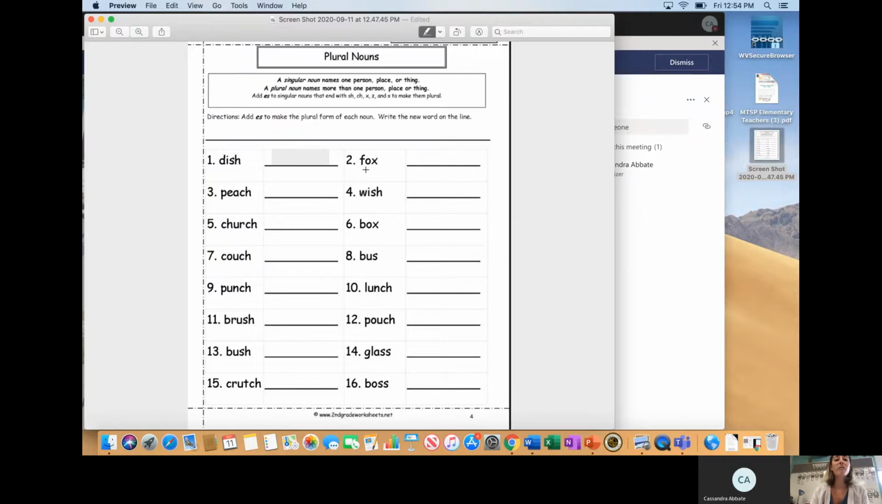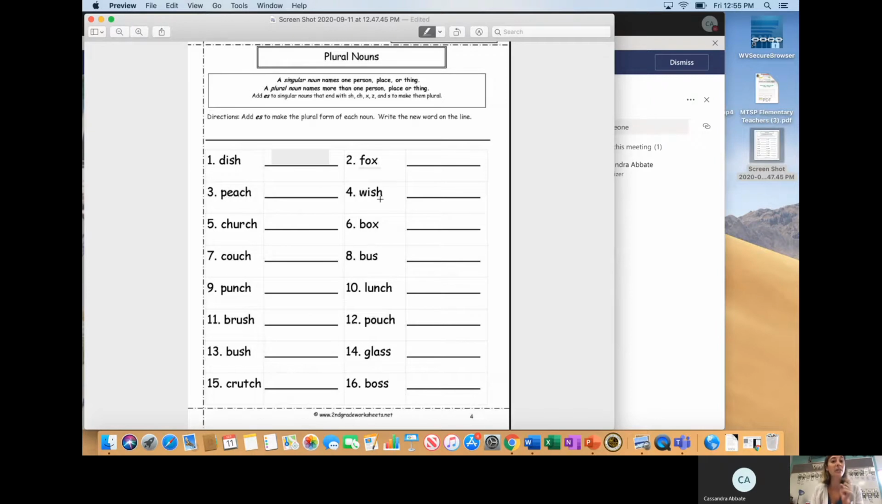All right, number 2, fox. Okay, how do we spell more than one fox, with an s or an es? You tell me. ES. So we spell fox, F-O-X-E-S. Good. Now I want you to do peach on your own. You write down peach, and if it's more than one, how do you spell it? Go ahead. All right, what do you add to the end of peach to make it plural? E-S. Very good.